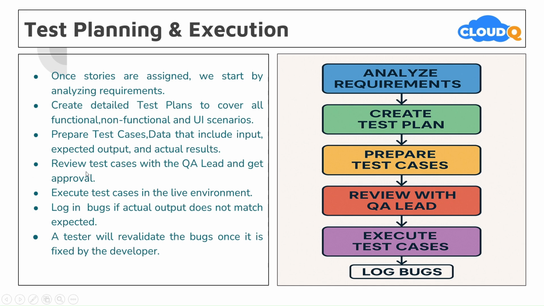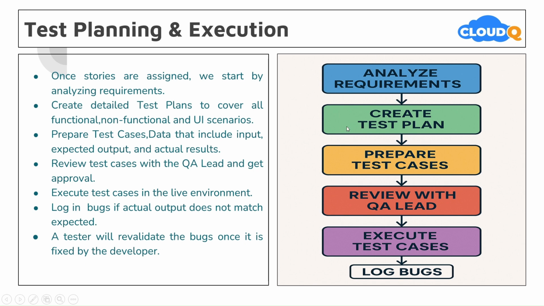Then is about review with the QA lead. We go over the test cases with the QA lead and get their approval. Then run the test. Here we perform the test in the live or testing environment. Then log bug. If something does not work as expected, we report it as a bug. The final one is recheck after fixes. Once the developer fixes the bug, we test it again to make sure it is really fixed.